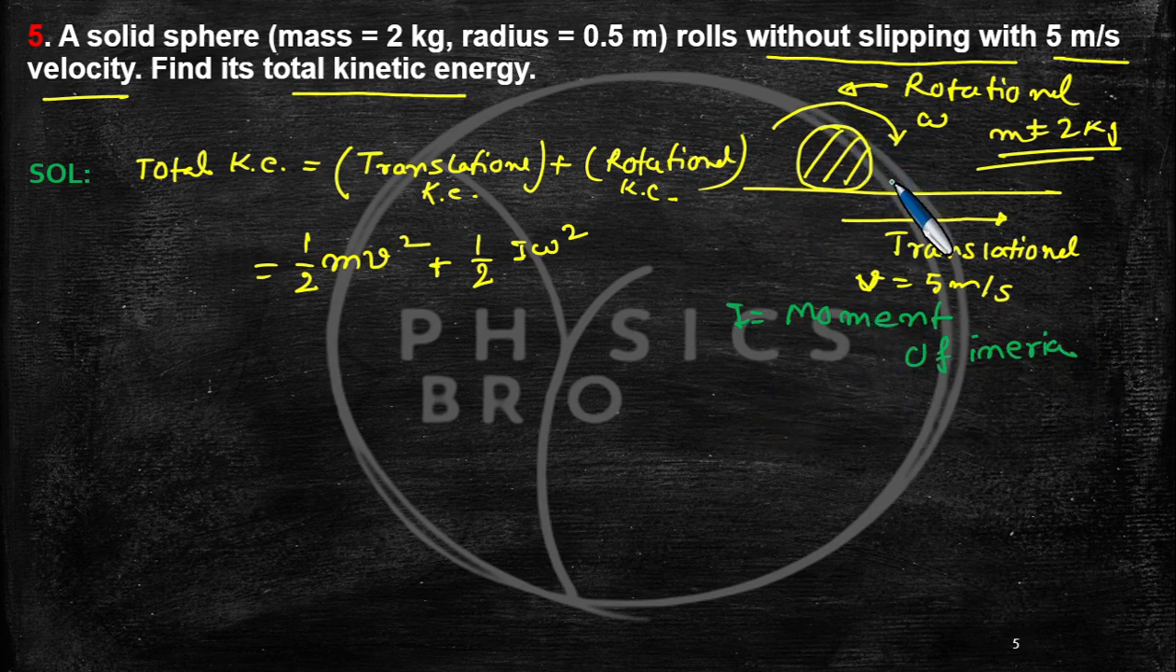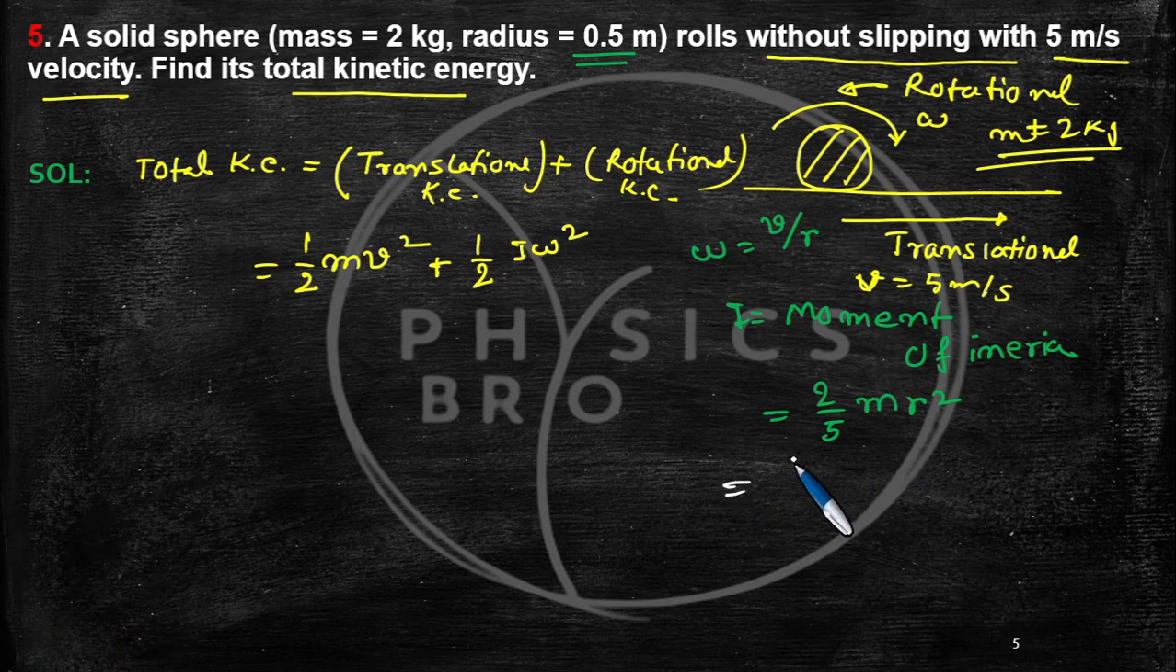Because it is a solid sphere, this value is known to us, that I is 2 by 5 m r square. What is r? R is given 0.5 meter, the radius of the sphere. Clear? So we can calculate it easily. And there is omega. The relation between omega and v is also known to us, omega equals v by r. Now we can solve it easily.